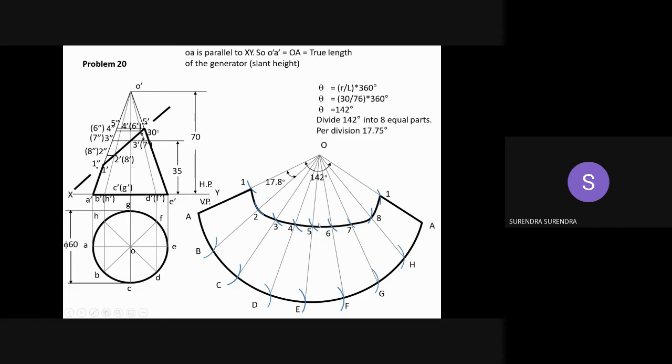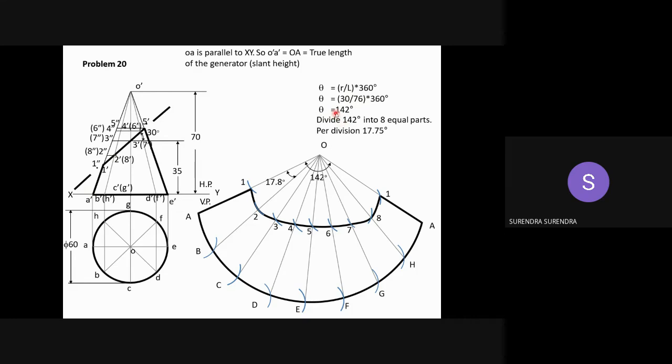Now for drawing the developed surface, here actually I forgot one thing, to draw the sectioned top view. Project all these points onto the top view and draw the section area on the top view. Now calculate the angle. Theta equals r, the radius of the base 30 mm, over the slant length. Measure the distance from O dash to A dash. That is, we're getting 76 mm.